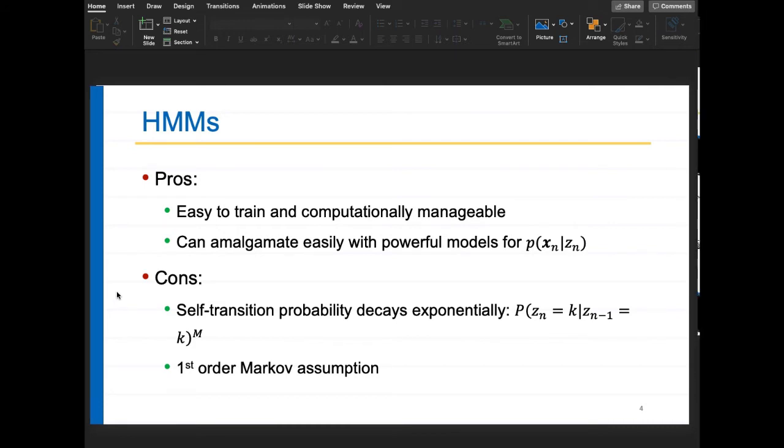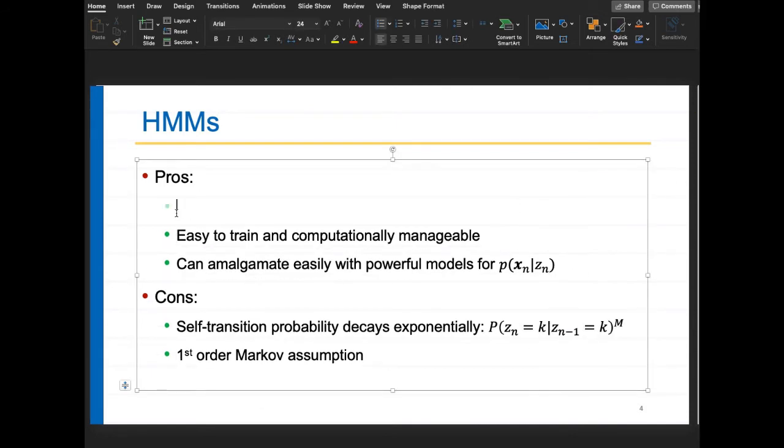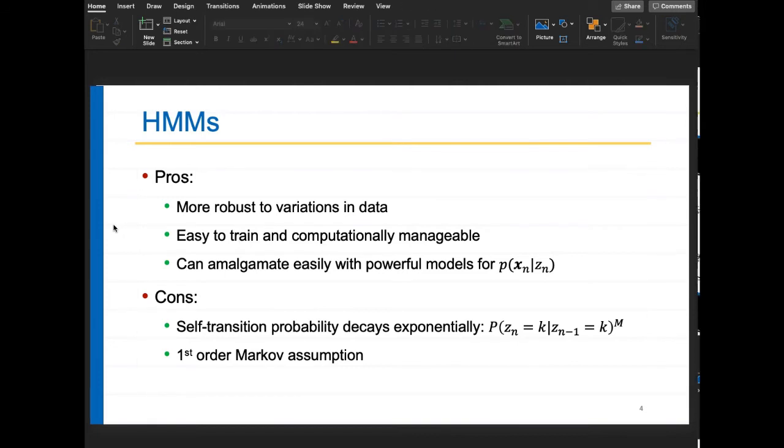It is easy to train and computationally manageable. I can say it is more robust as compared to template matching, easy to train, and computationally very manageable. It has a very nice structure, and the training is very easy. You can derive all the rules explicitly, no need of backpropagation or something. Yes, the EM algorithm is also iterative, but still it is much faster than backpropagation or gradient descent.